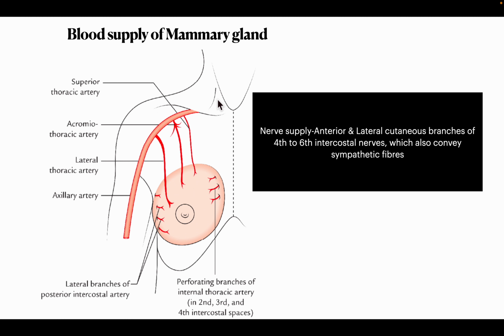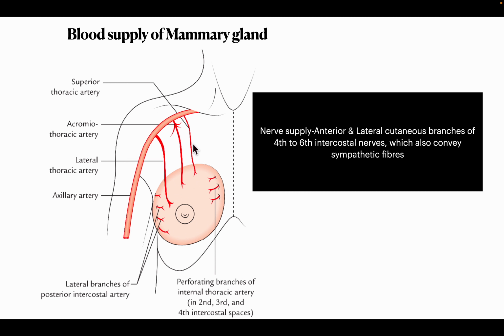There is a blood supply of the mammary gland. So these all are the arteries supplying the mammary gland. We can see here there is a perforating branch of internal thoracic artery, that is in the second, third, and fourth intercostal space. So this is supplying the mammary gland.